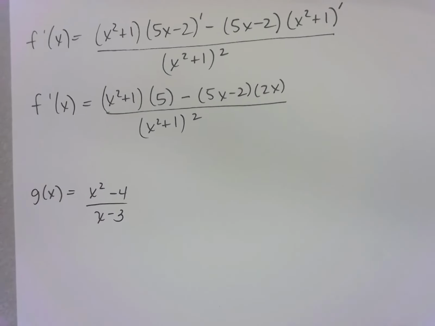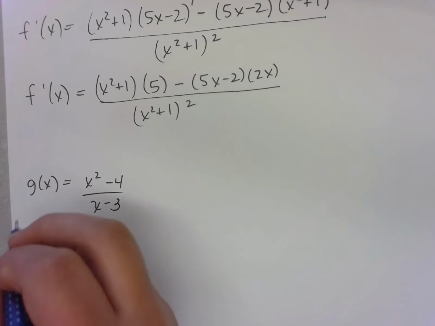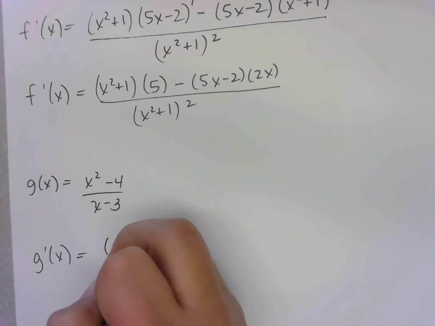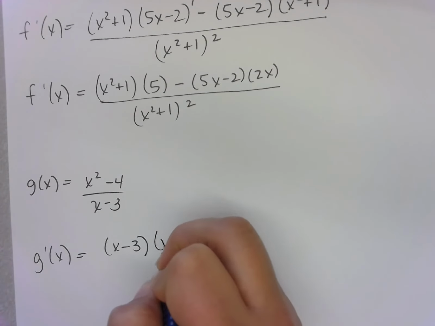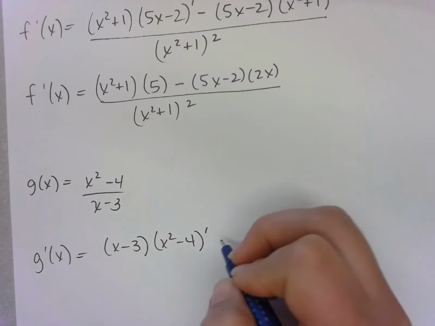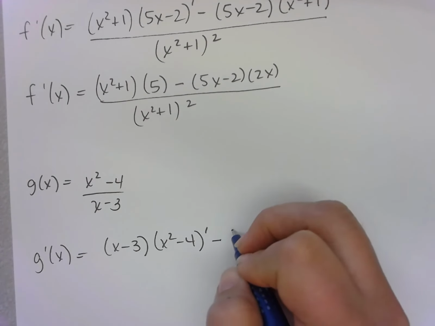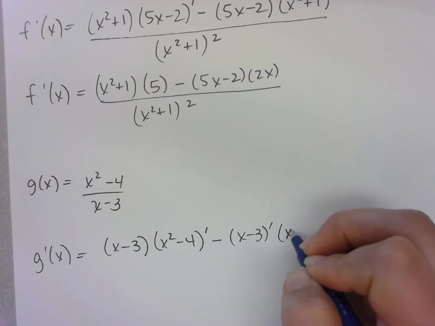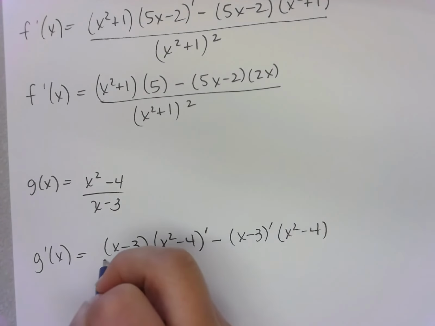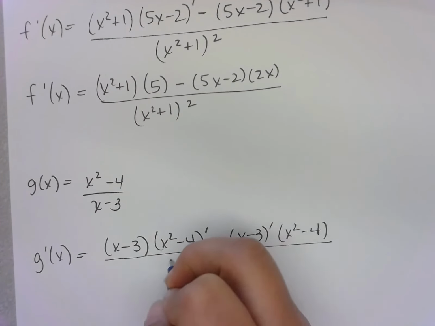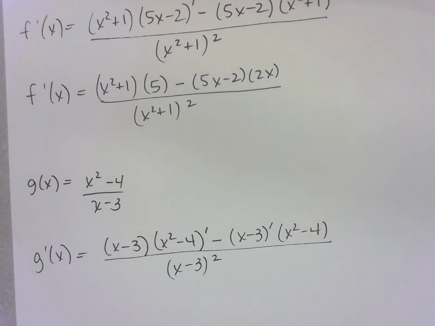All right, so let's find g prime. So g prime of x, I'll write it out again. It's the bottom times the derivative of the top, just saying what I'm going to be doing, and then minus the opposite, this time the derivative of the bottom times the top, all over x minus 3 quantity squared.